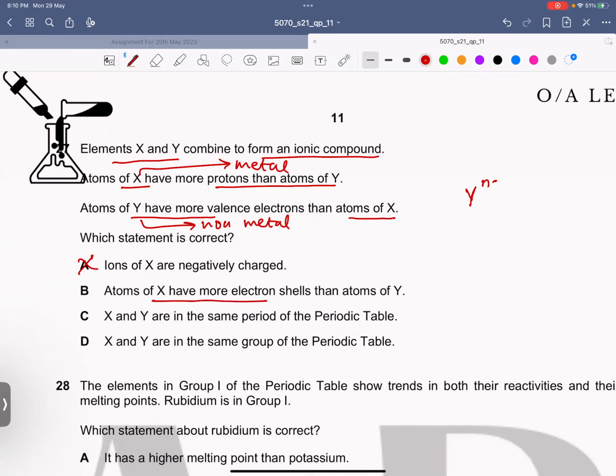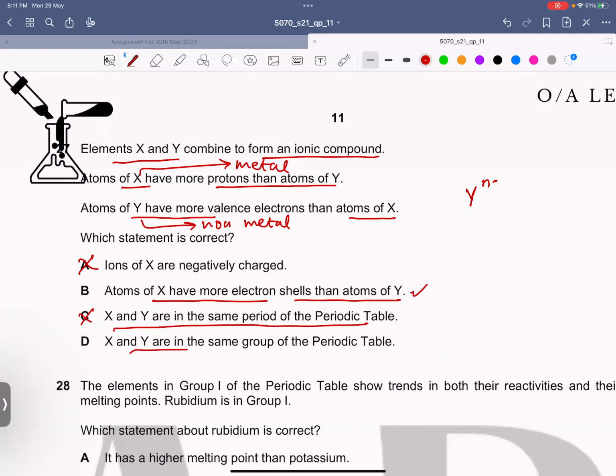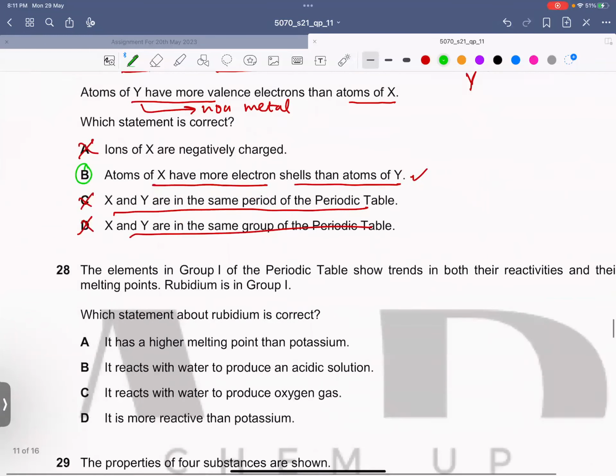Atoms of X have more electron shells than atoms of Y. Is this correct? Because they are saying X has more protons than Y. So if X has more protons than Y, then the total number of electrons in X would be greater. So there is a possibility, but we have to make sure the rest are wrong. X and Y are in the same period of the periodic table. That is not possible. X and Y are in the same group of the periodic table. That is also not possible. So yes, B is my correct answer for question number 27. Now 28.